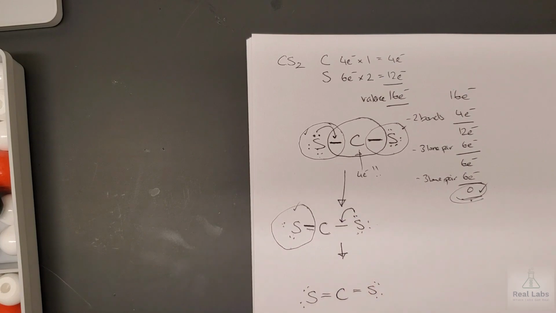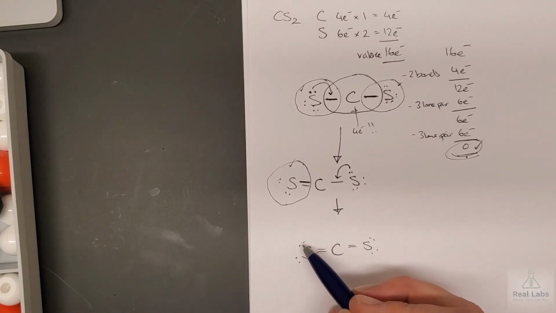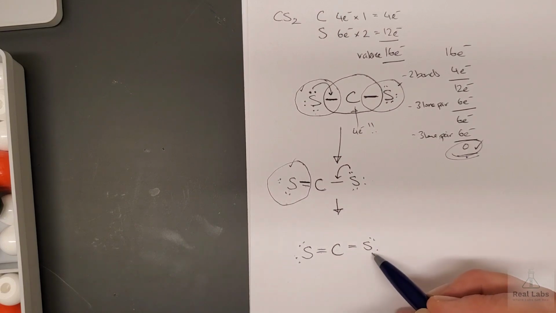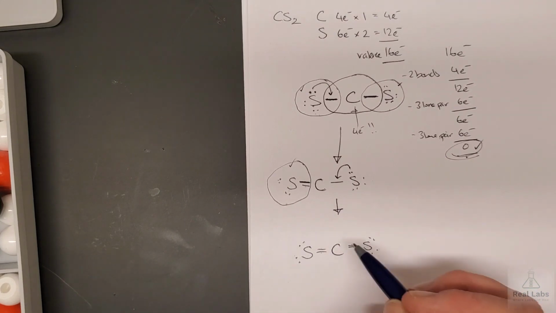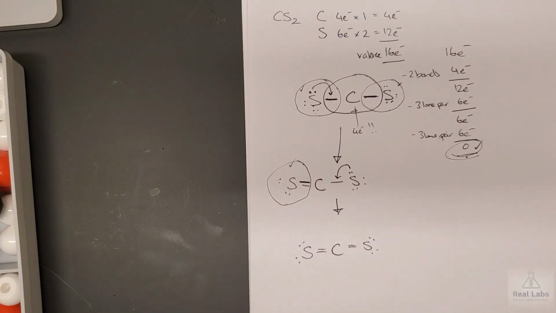Notice now each sulfur has 2, 4, 6, 8 electrons, 2, 4, 6, 8 electrons. So both sulfurs are happy. And now the carbon has 2, 4, 6, 8 electrons. So the carbon also has 8 electrons. So at this point, all of our valence shells are satisfied as well. They all have 8 electrons.